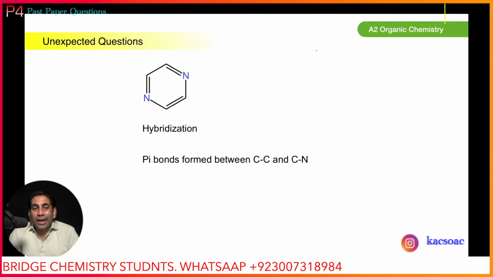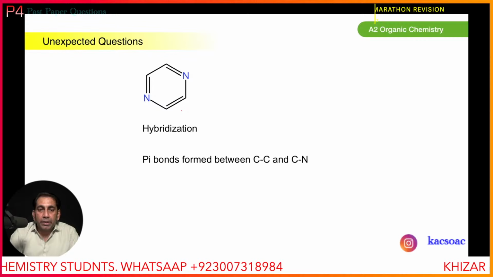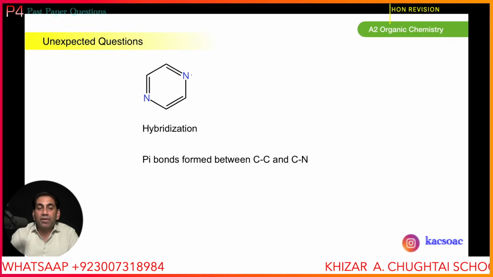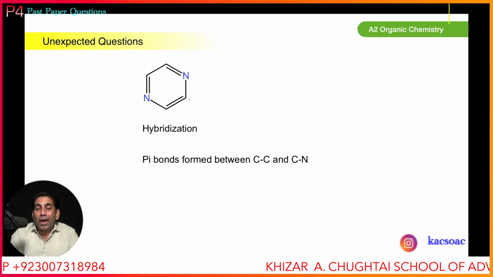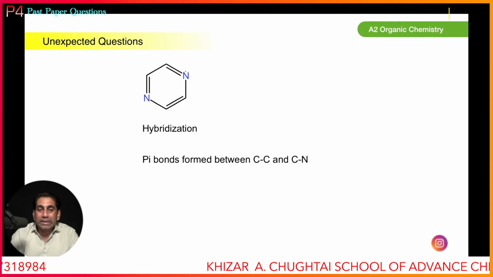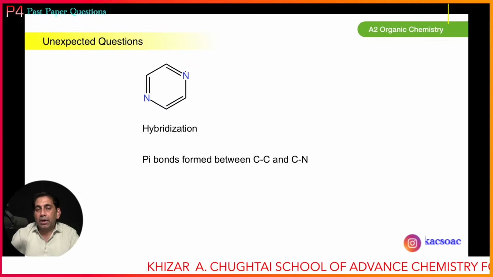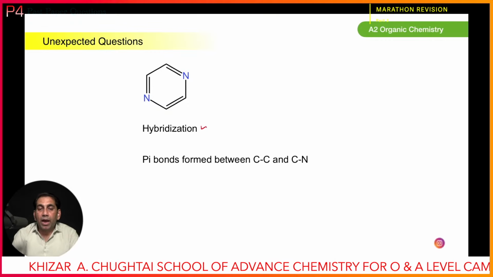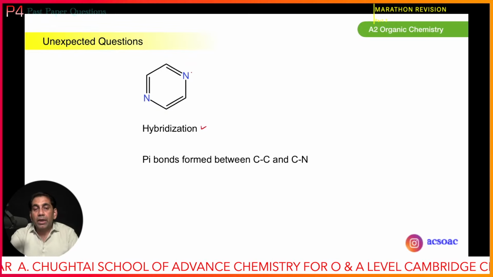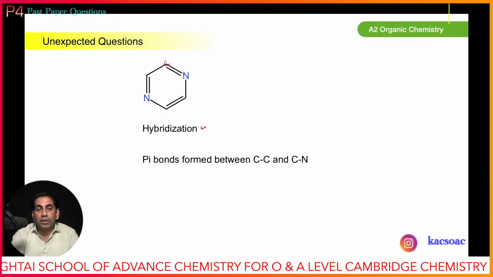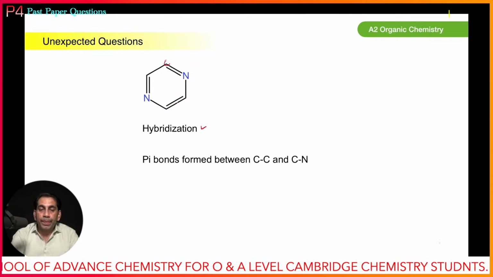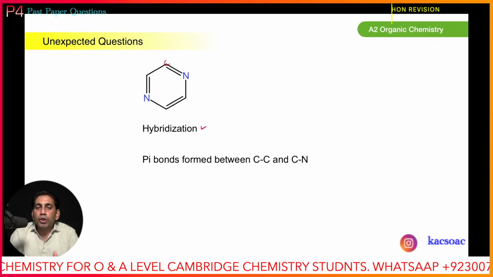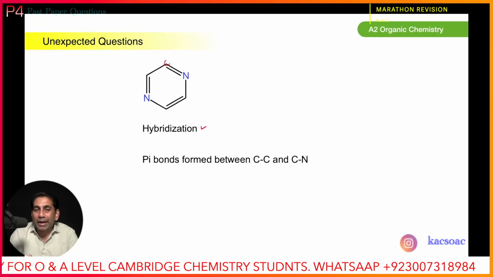There are some unexpected questions as well. For example, here is a question of this unique compound that is having nitrogen atoms and carbon-carbon double bonds. It seems very much similar to a benzene ring. Now he is asking to find the hybridization of nitrogen and carbon. This is the carbon and this is the nitrogen. So what is the basic theme? What is the basic way to diagnose hybridization?